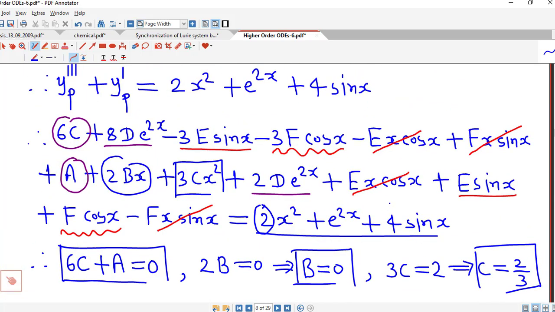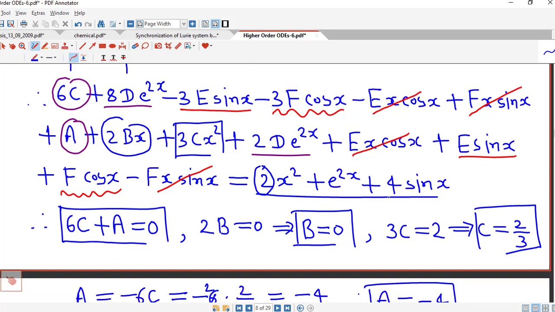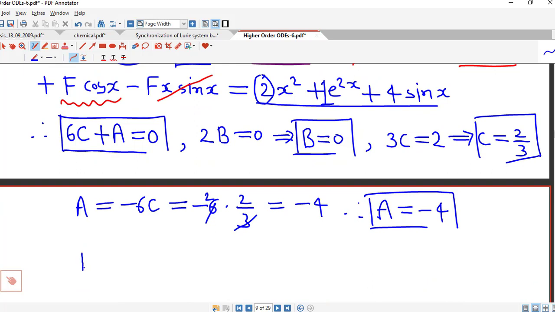And now we compare the coefficients of e raised to 2x. So coefficients of e raised to 2x are, here we have 8d plus 2d, so that will become 10d, and here the coefficient of e raised to 2x is 1. So comparing the coefficients of e raised to 2x, we obtain 10d equal to 1, that will give us d equal to 1 by 10.